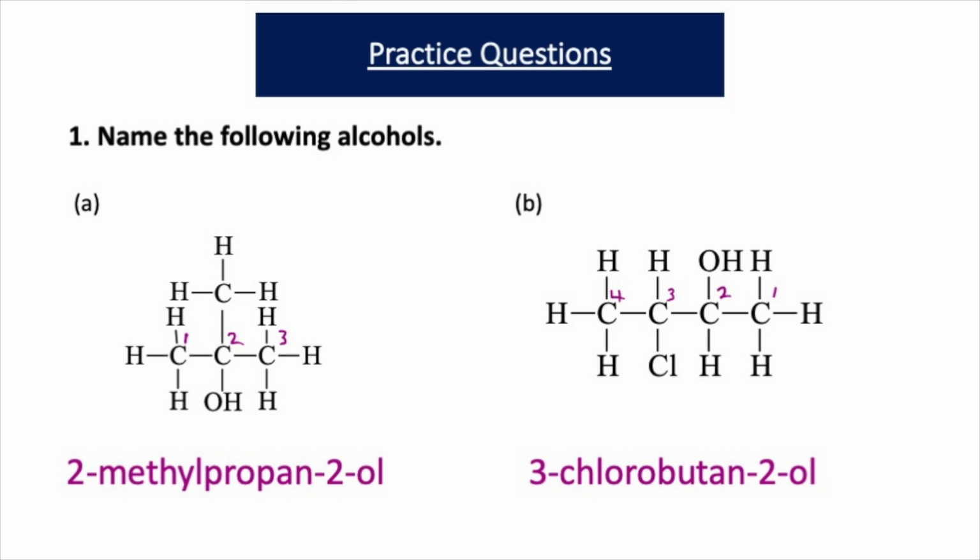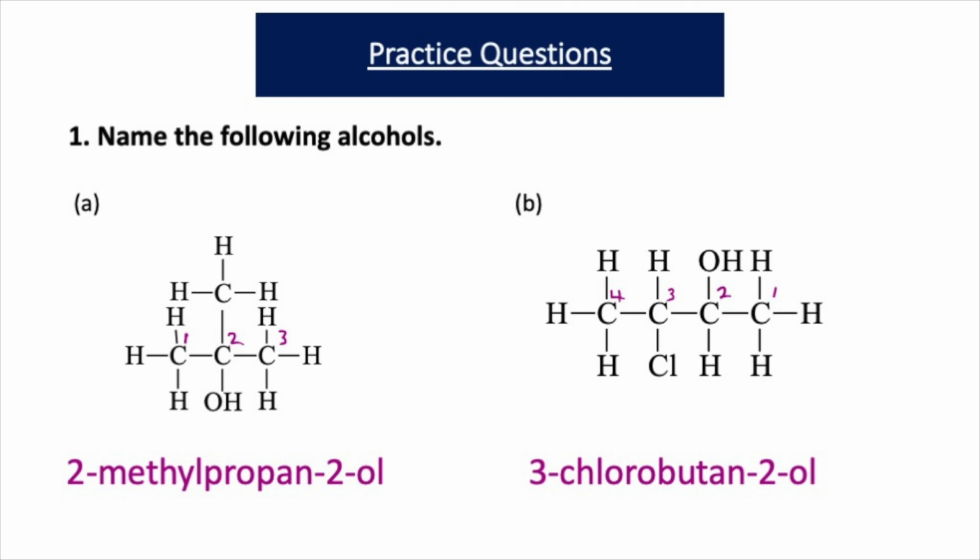So let's go for the answers to the first 2 questions. So the first alcohol is called 2-methyl propanol. This is because there are 3 carbons in the longest chain that contains the OH group. So therefore it's propanol. The OH group is on carbon 2. Also on the second carbon is a CH3 group. So this alcohol is called 2-methyl propanol.